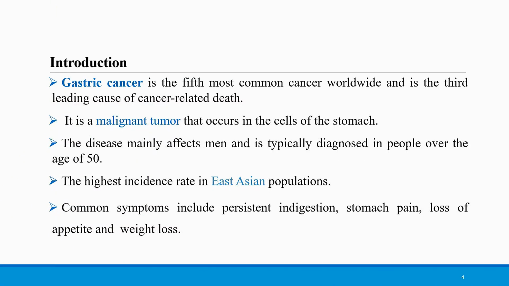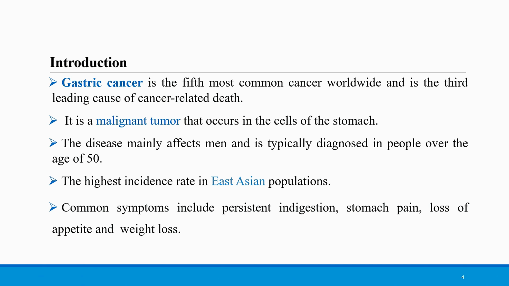Before going to the actual topic and methodology, first I will give a little brief introduction about gastric cancer. Gastric cancer is the fifth most common cancer worldwide and the third leading cancer related death. It is a malignant tumor that occurs in the cells of the stomach. There are actually two types of tumors: one is benign and the other one is malignant.